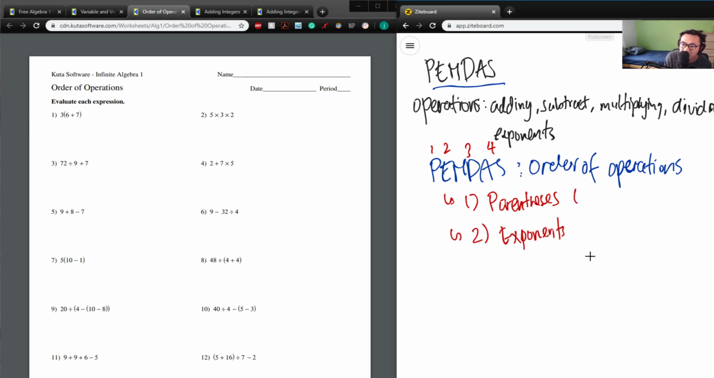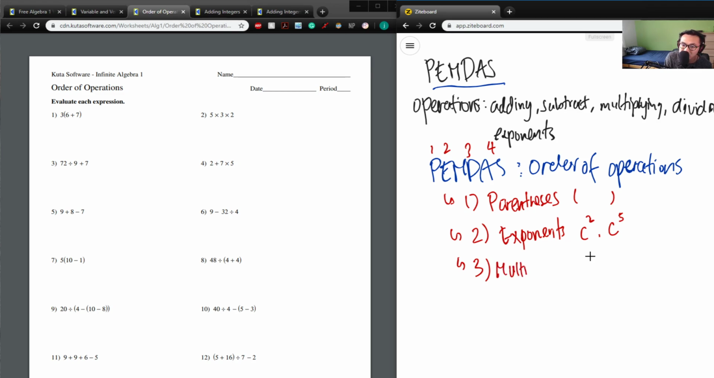Parentheses are just like little brackets. Exponents are something like to the power of 2 or to the power of 3, etc. I'll write a variable, like c squared, for example, or c to the power of 5. These are all exponents, right? And then number 3 here is M and D. M and D represent multiplication and division.